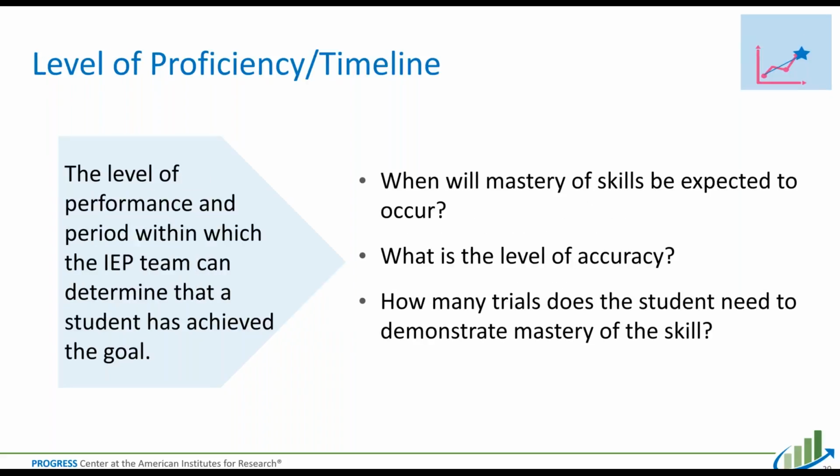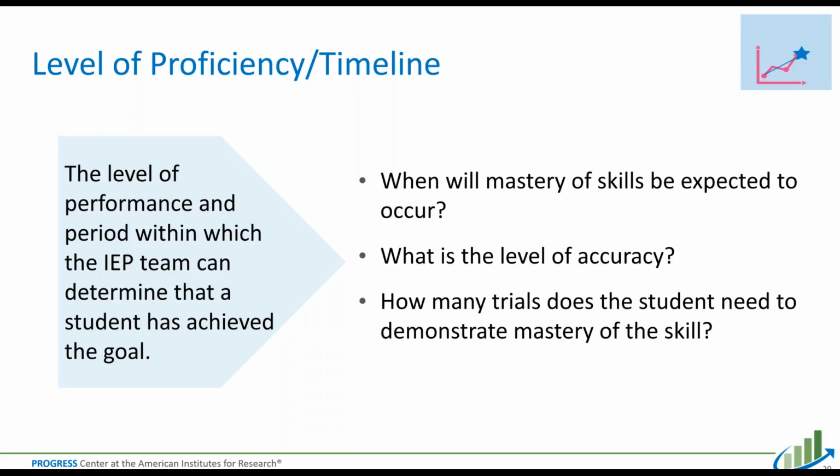The third essential element of a goal is the level of proficiency and timeline. This is the level of performance at which the IEP team can determine that a student has achieved the goal and the period within which the student can be expected to meet the level of proficiency. We include the level of proficiency and timeline as one element because they vary in use by the target behavior of the goal. However, you can also come across level of proficiency and timeline as two separate elements for a total of 4 essential elements instead of 3. The essential elements themselves do not change.